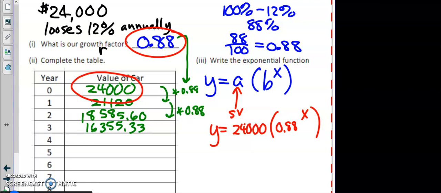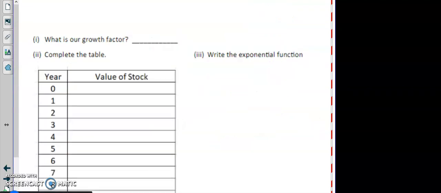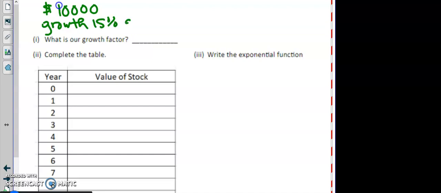So in this problem, we're starting with $10,000, and we're looking at a growth of 15% annually, or yearly. To be honest, for an investment, that's just phenomenal. If you can find investments that are making you 6 to 8%, that's really, really good. Anything above 8% is considered a really great investment.